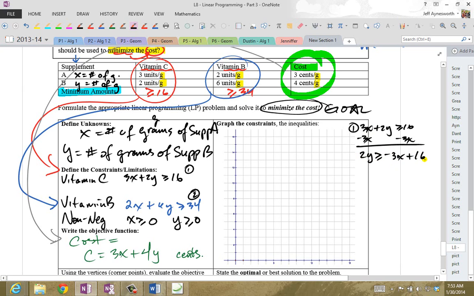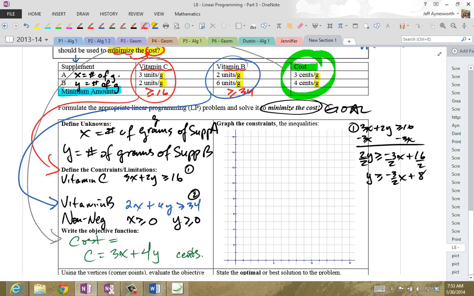You got to isolate the y by dividing everything by 2. So you divide by 2, and you get y is greater than or equal to negative 3 halves x plus 8. Here, I can already see my slope and my y-intercept. Who's good so far? Give me a thumbs up if you're good on the algebra. Even though it's a video, you can jump in and ask questions at any time, get involved, and I'll answer anything you like.